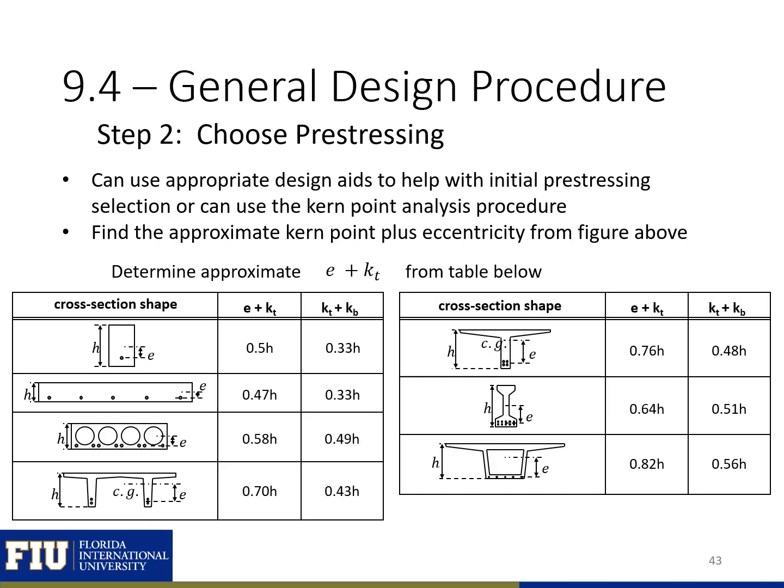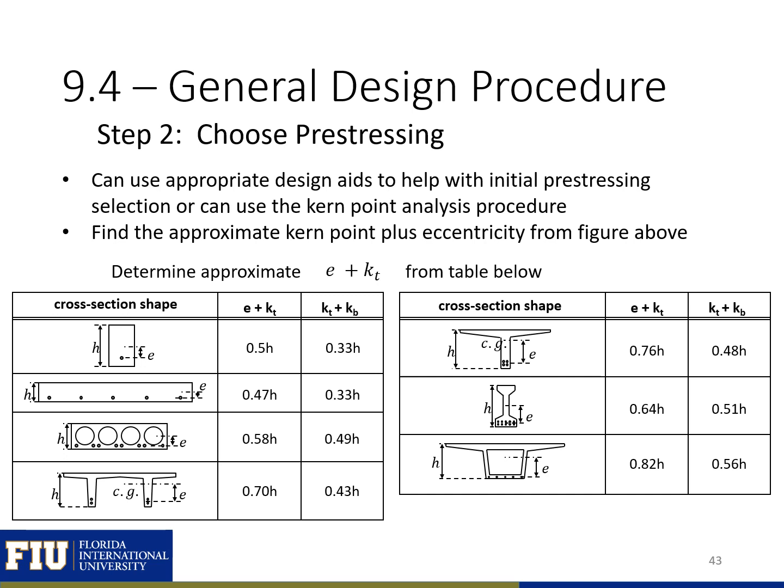The next step is to choose the amount of pre-stressing that you'll need. You can either use a design aid, if it's available, to figure out the required strand area or number of strands for your given span and loading. Or you can use the Kern point analysis that we looked at earlier in this presentation.